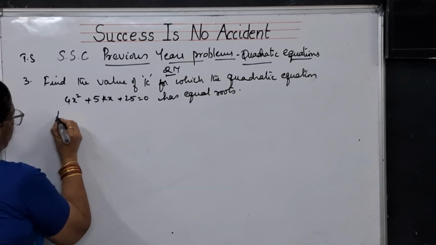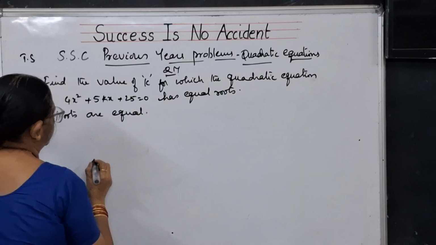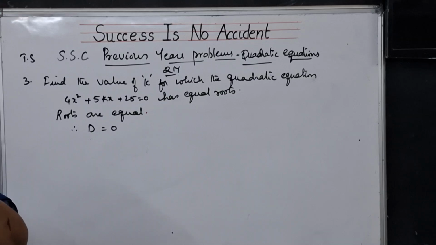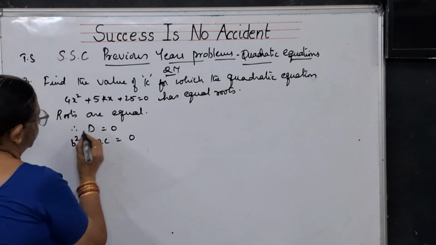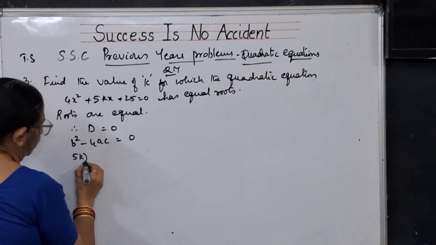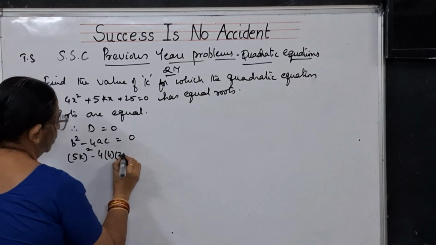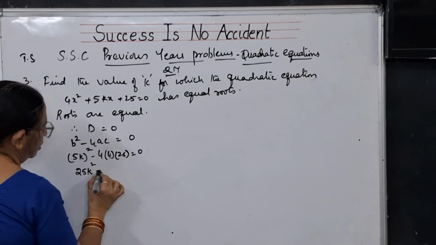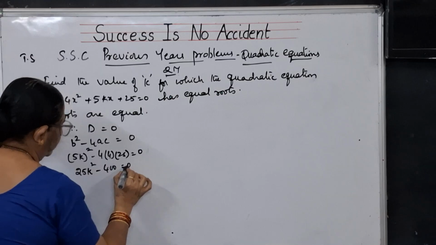Okay, so roots are equal, they have given. What do you mean by that? That means D is equal to 0. Discriminant will be 0 only then the roots will be equal. Discriminant means b square minus 4ac is equal to 0. What is b? 5k. So 5k whole square minus 4 into a is 4 into c is 25 is equal to 0. That is 25k square minus 25 fours are 100 into 4, 400 is equal to 0.